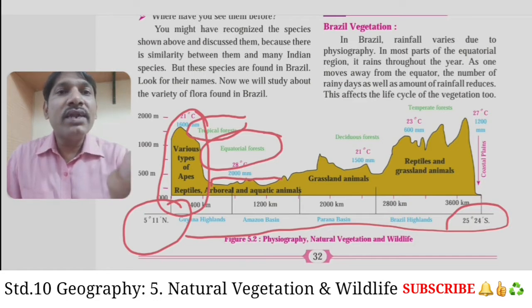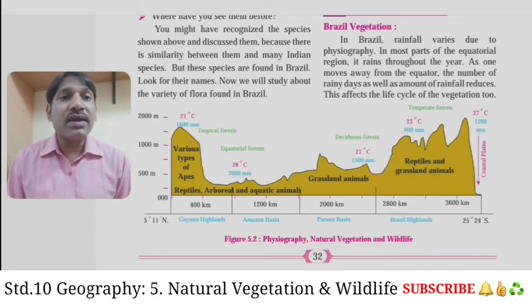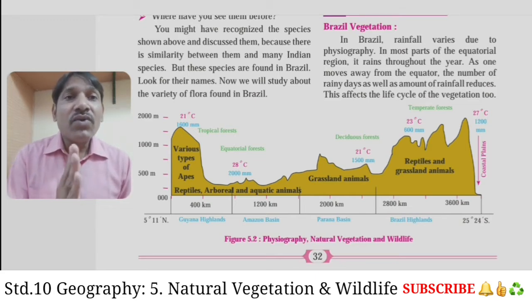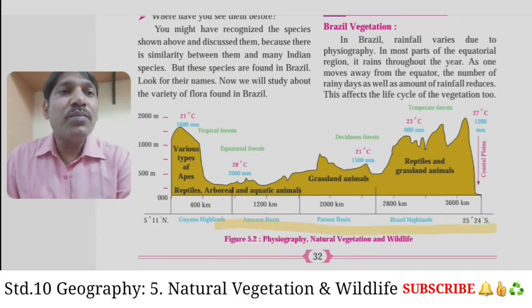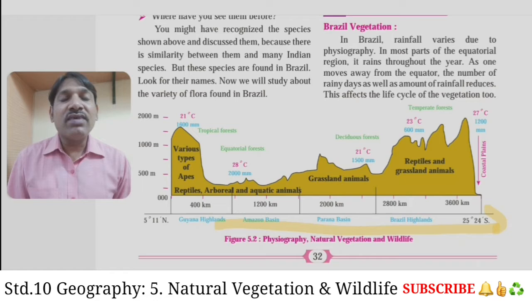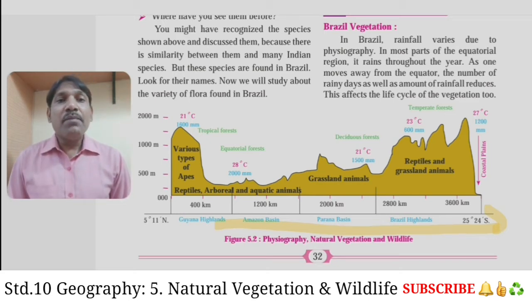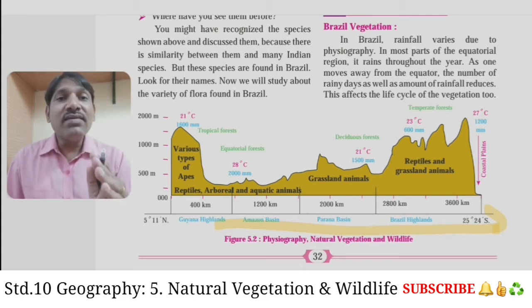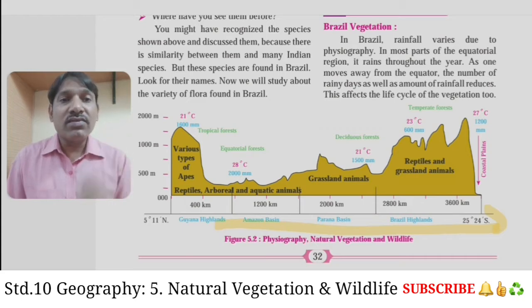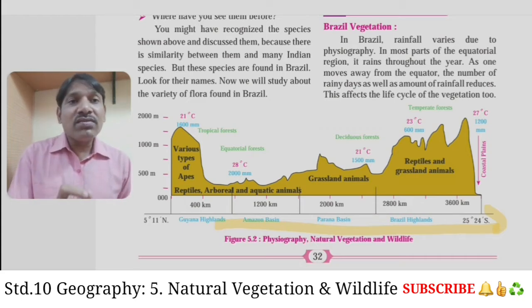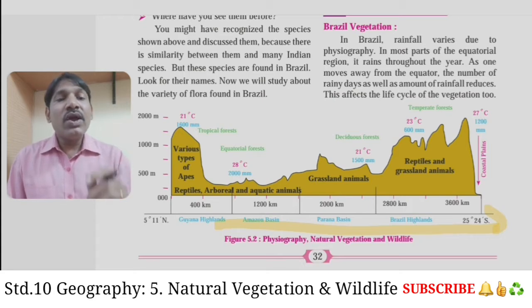See students, I have already explained in the 4th chapter, Climate: as we go away from the equator, towards the south of Brazil, the rainfall reduces, and the duration of rainfall reduces. Just now I told you rain falls throughout the year in the Amazon basin, but as we go towards the south of Brazil, the rainfall as well as its duration reduces. So as we go south of Brazil, we see variations in forest or vegetation.